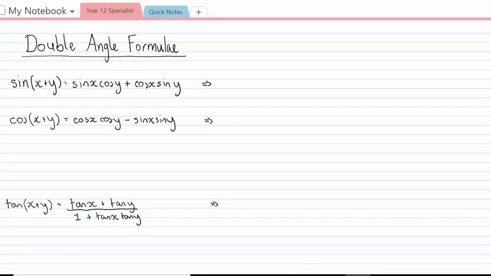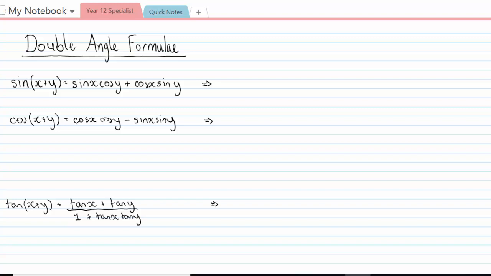This video is on the double angle formulas. These are basically just a special case of the compound angle formulas. In the double angle formula, all it means is that the angle is doubled, so each of the two angles are the same. Where we have sine x plus y or cos x plus y or tan x plus y, we can really think of that as sine x plus x or cos x plus x and so on.